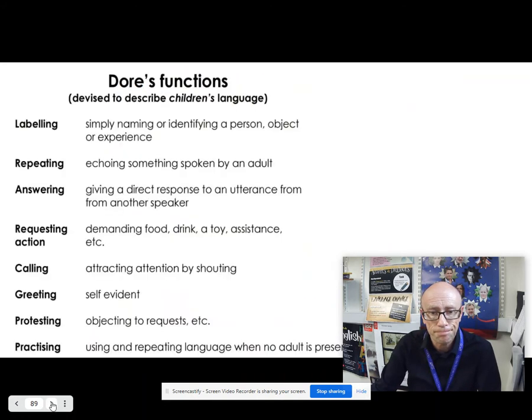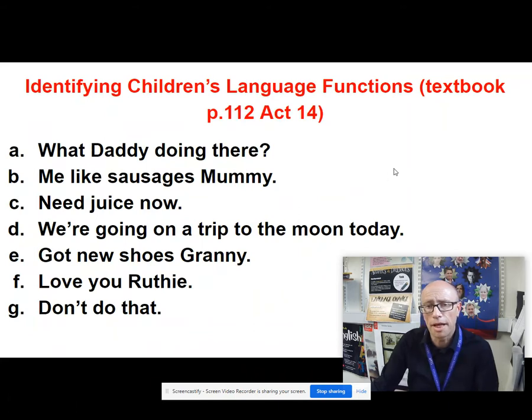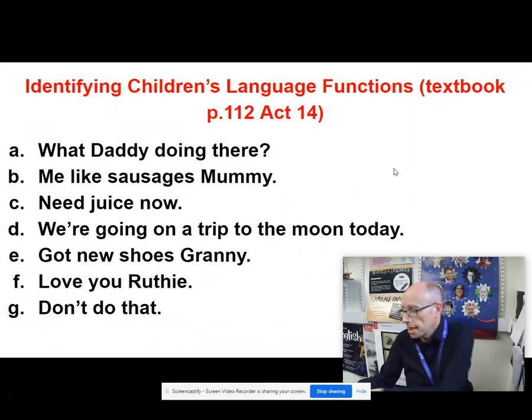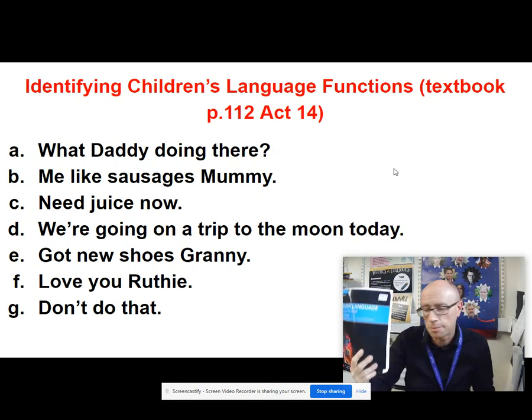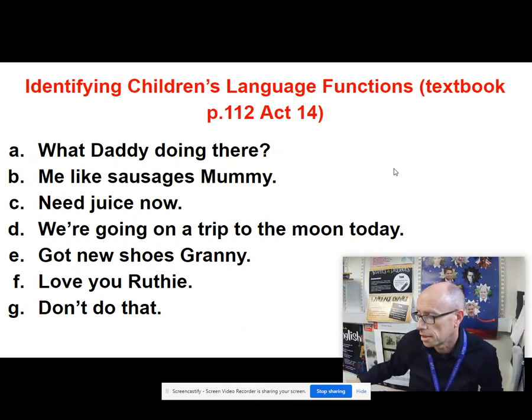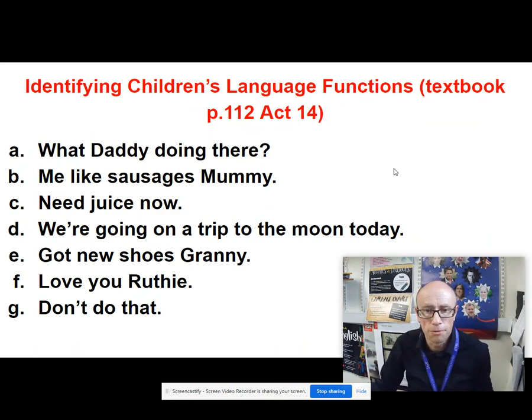Right, let's give you a bit of an exercise. Now this is in the AQA. He reaches for his AQA textbook. So if you look in your AQA textbook on page 112, activity 14, you will see 7 of these sentences. Stop the video there and try and label some of these in terms of Halliday and perhaps Dore's taxonomy.